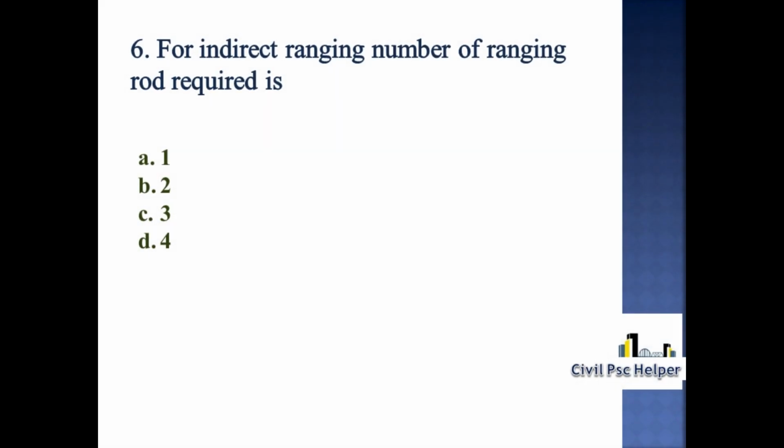Sixth question. For indirect ranging, the number of ranging rods required is option A 1, option B 2, option C 3, option D 4. So, for indirect ranging, the number of ranging rods required is 4. Option D is correct.